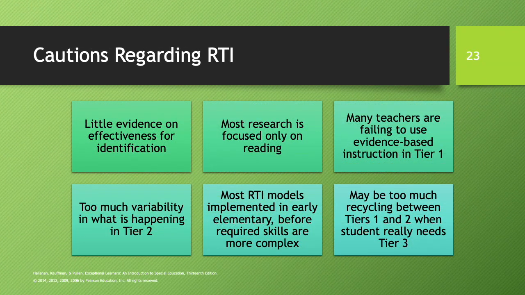Instead of using a wait-to-fail method, many schools and districts incorporated the use of response to intervention, or RTI, but there were a few precautions to consider. There's little evidence on effectiveness for identification using RTI, and most of the research is focused only on reading. Many teachers are failing to use evidence-based instruction in Tier 1, which is in the general education classroom. Too much variability in what is happening in Tier 2 has been found, so we're not quite sure which interventions are actually working for those small groups.